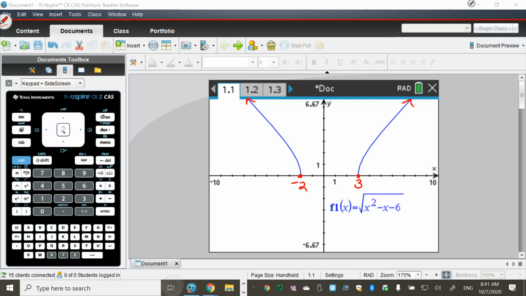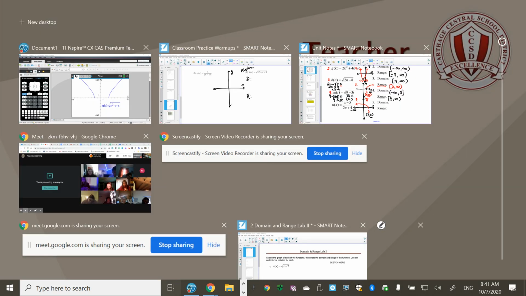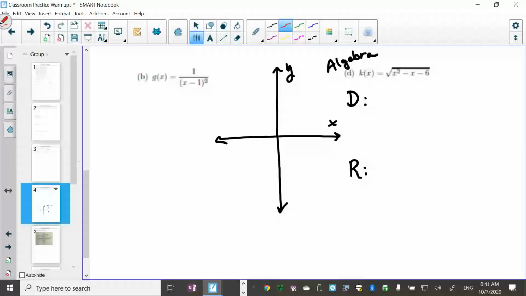So I went over and I actually sketched this graph on my sketch here. So I put -2 here, and I'm going to go like this. And then I've got 3 here, and I'm going to go like this. Now, I have to show algebra. So this keeps telling me, take what's underneath the radical, has to be greater than or equal to 0.